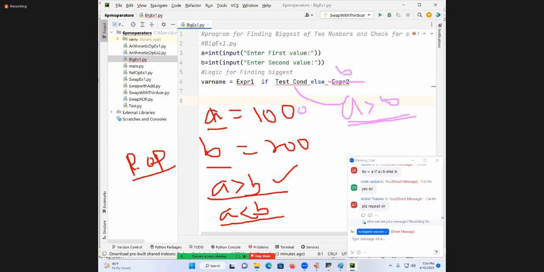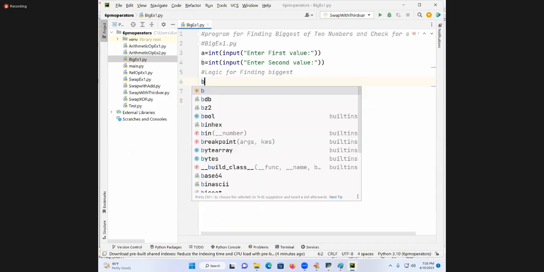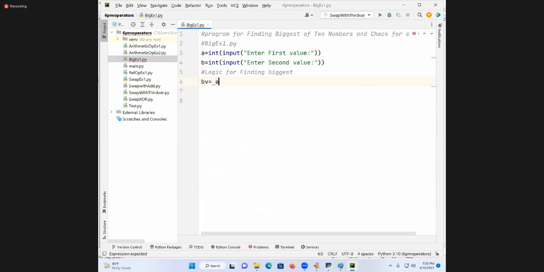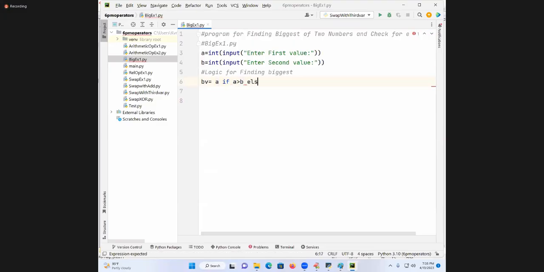Suppose A is 1000, B is 200 only. What is the answer? 1000 greater than 200? True. True means what happens? Expression 1. In expression 1, what will I write? BV is equal to A, if A greater than B, else. Print the big of first value, second value is equal to big value.